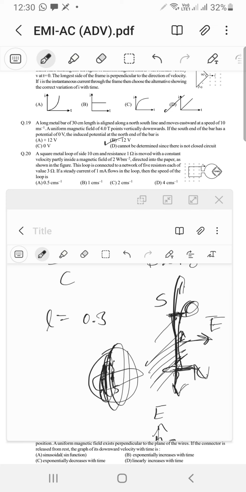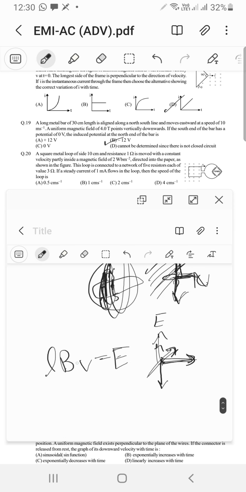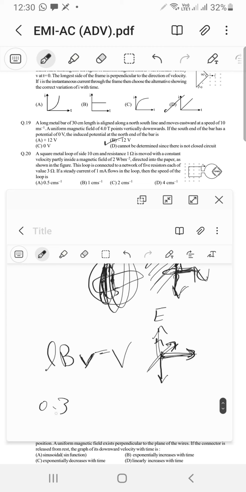Yeah, and why should it just be 12? Because B times v equals E. That means that times length is the potential. This v and this v are different, so the length is 0.3. The magnetic field is 4, and what's our v value?